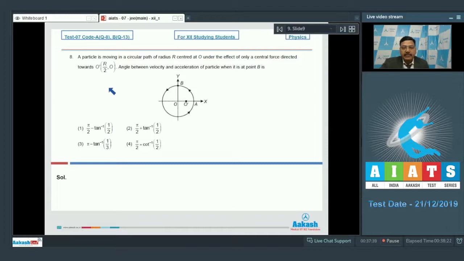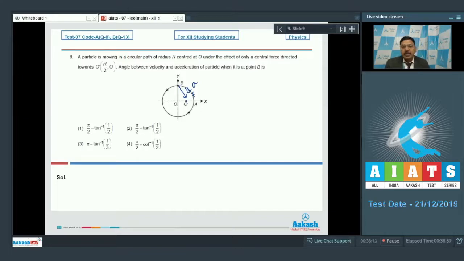Well, it's clearly given that there is only one force, which is always directed towards O'. So at point B, the force is directed towards O'. So this is the force that is acting. That means acceleration will also be directed towards O'. The direction of acceleration will simply be the same as the direction of the net force on the particle. So this is the direction of acceleration of the particle.